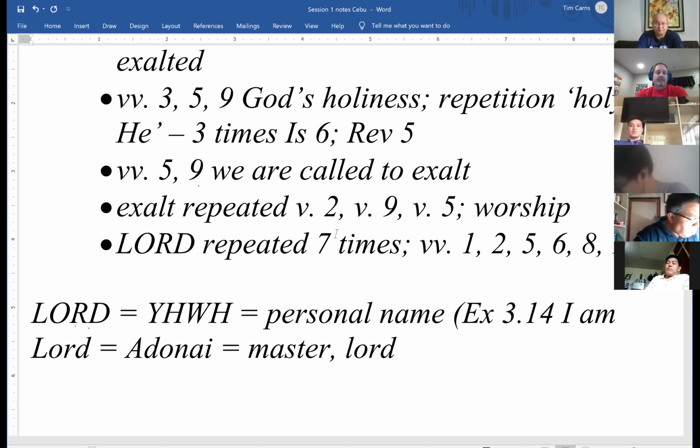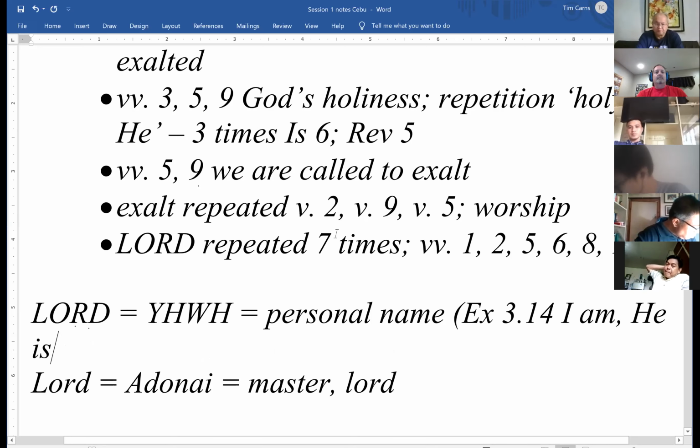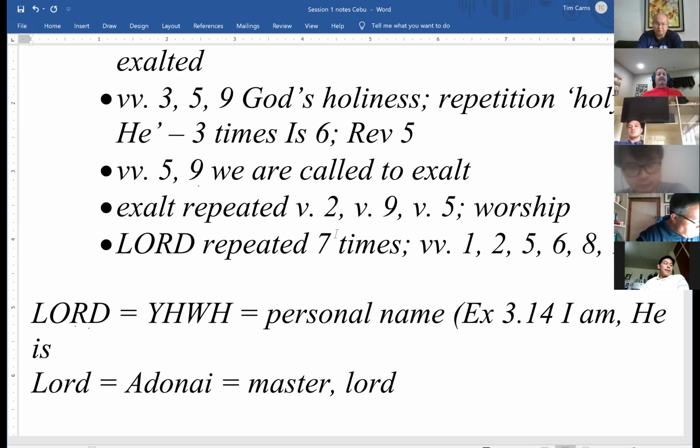Technically, Yahweh, the construction of that is literally "he is." Yehu is "I am," but Yahweh is more of this construction of "he is." It's this idea of the eternally existent one, but it's his name.